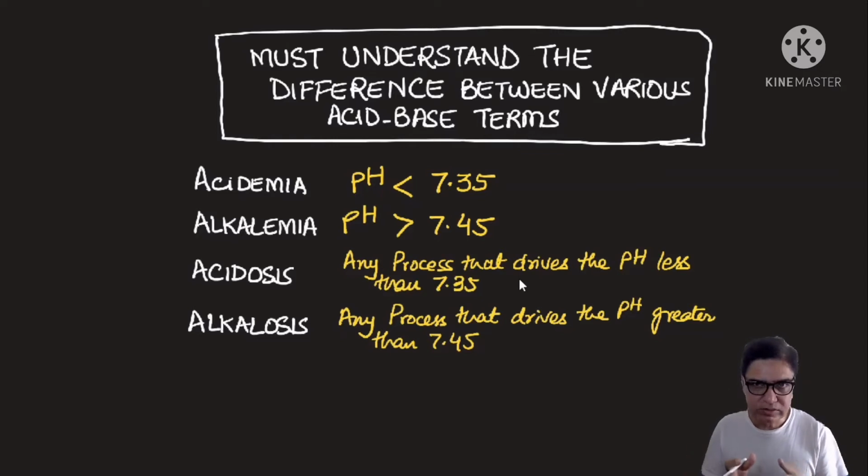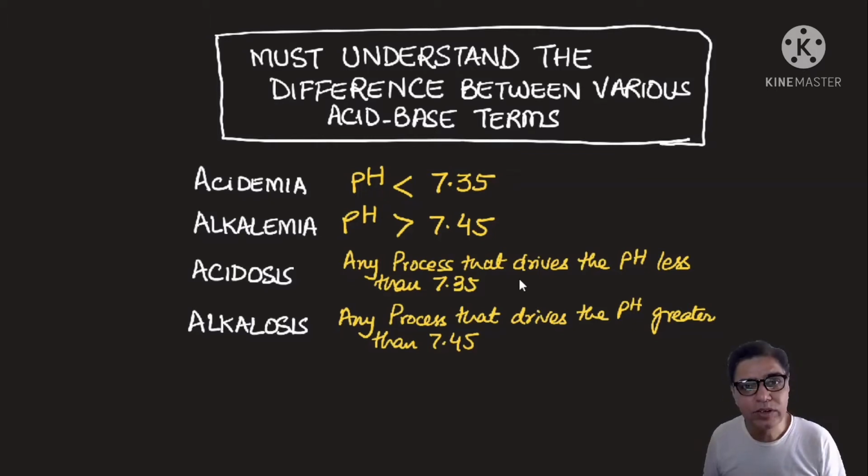The processes that have driven the pH less than 7.35 or more than 7.45 are known as acidosis and alkalosis respectively. So make sure that you use the proper terms. If the pH is low, we call it acidemia. If it is high, we call it alkalemia. While the terms acidosis and alkalosis are reserved for the underlying pathophysiological processes that have driven the pH either low or high respectively. Though we use them interchangeably, you should know what these terms actually mean.